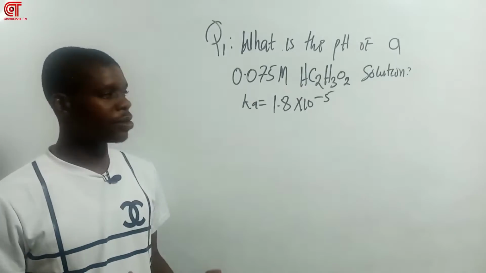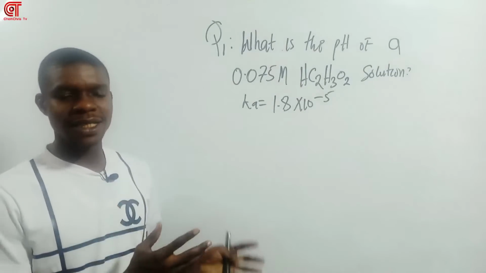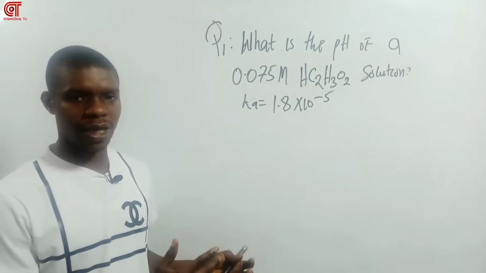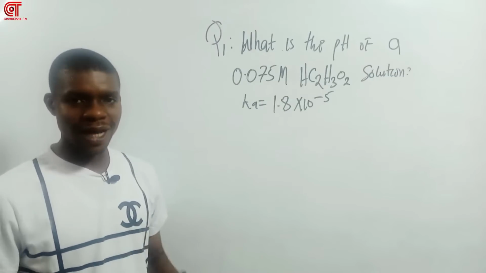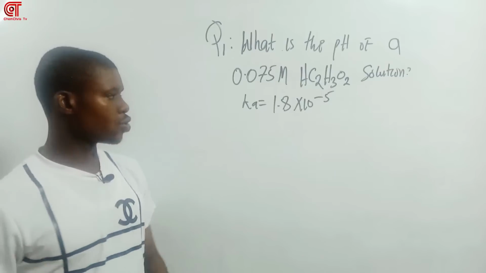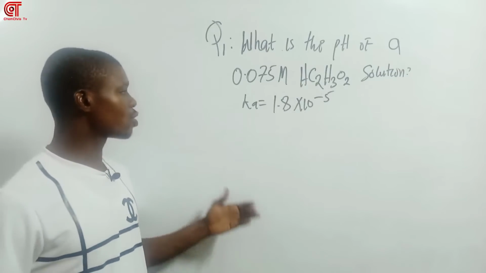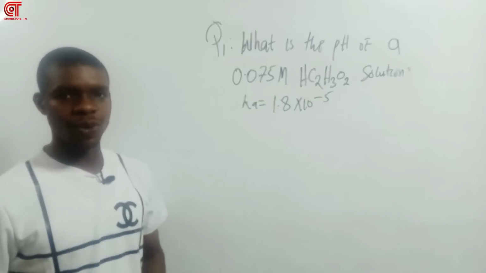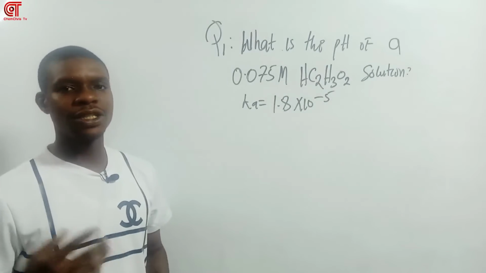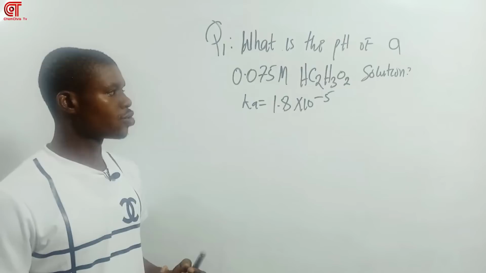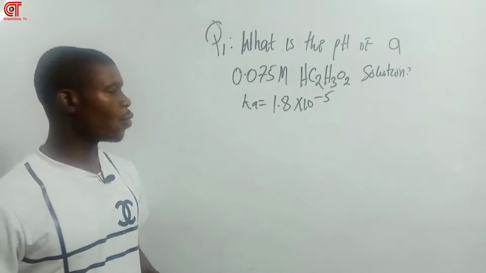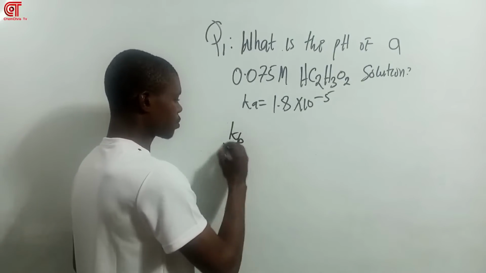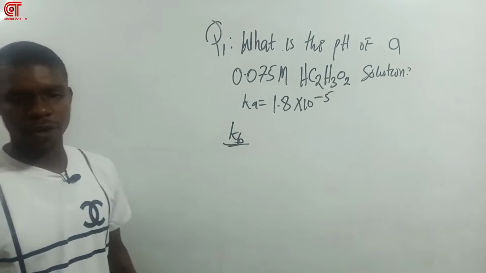The main reason is that when you dissolve a strong acid or strong base in water, it ionizes completely. So strong acids and strong bases do not have Ka or Kb. But a weak acid, when you dissolve it in water, ionizes only partially. So for every weak acid and weak base, we have what we call Ka and Kb. Now let's look at the acid.